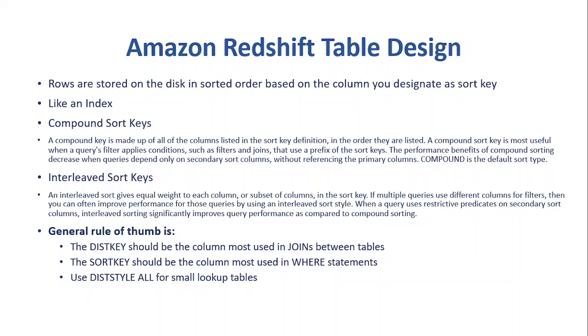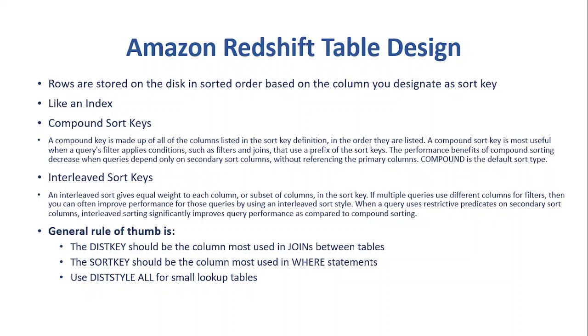An interleaved sort key gives equal weight to each column or subset of columns in the sort key. If multiple queries use different columns for filters, you can improve the performance of those queries by using the interleaved sort style. When queries use restrictive predicates on the secondary sort column, interleaved sorting significantly improves query performance compared to compound sorting. So that's all for the distribution key and sort key.